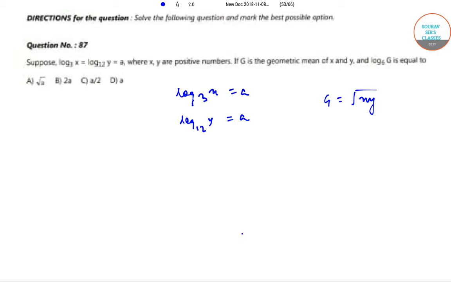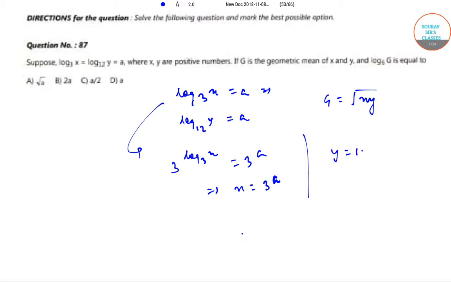so since log x to the base 3 is equal to a, if we raise both the sides to the power 3, we'll get 3 to the power log x to the base 3 is equal to 3 to the power a. From here we get x is equal to 3 to the power a. Similarly, we'll get y is equal to 12 to the power a.